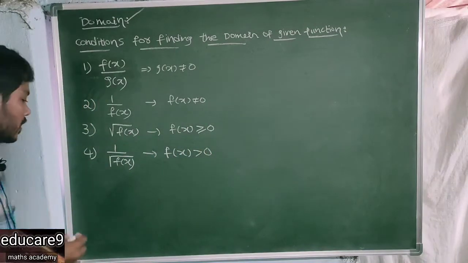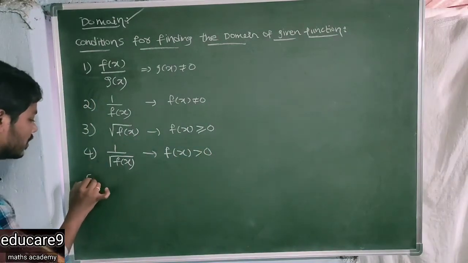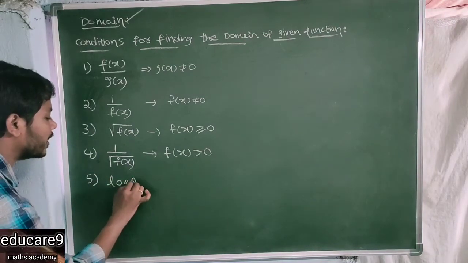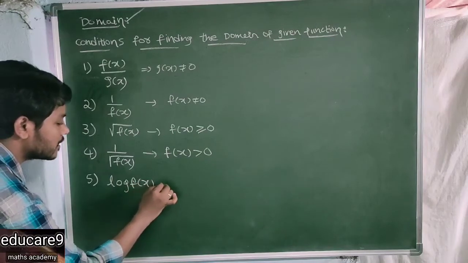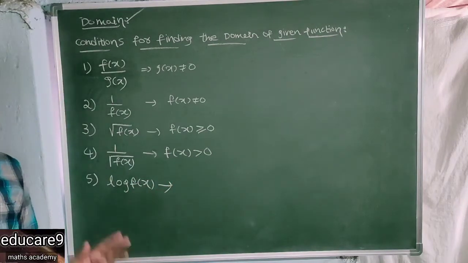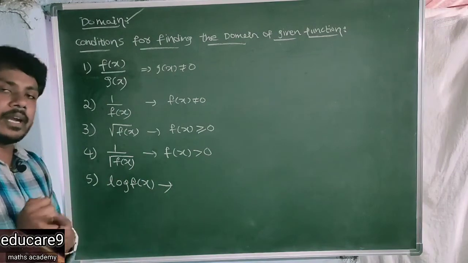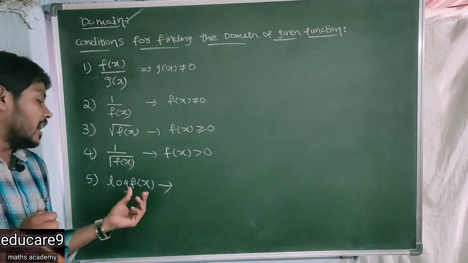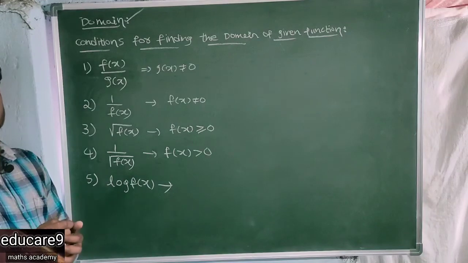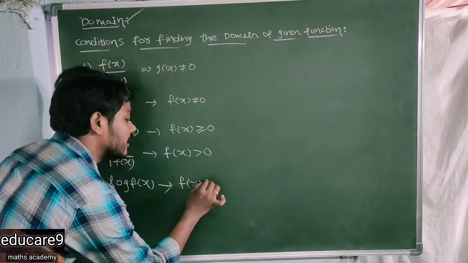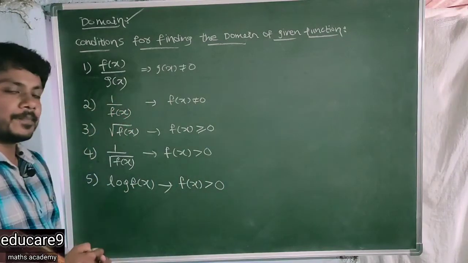Now for example, the fifth one, log f of x. If log f of x is there, you know that log 0 is undefined and log values are always positive. So for that you have to write f of x is greater than 0.